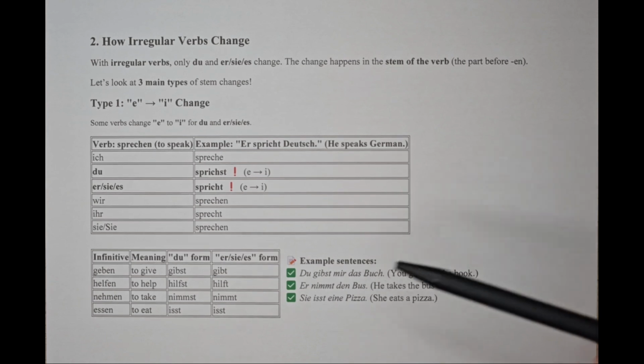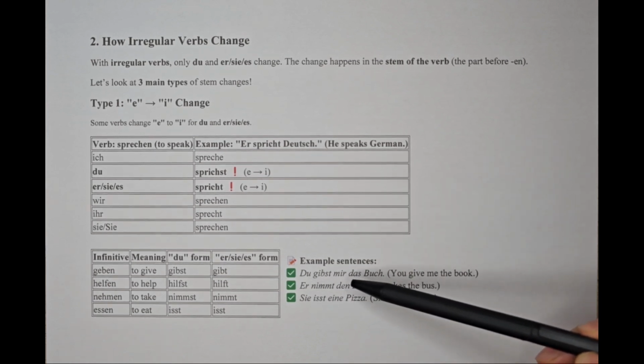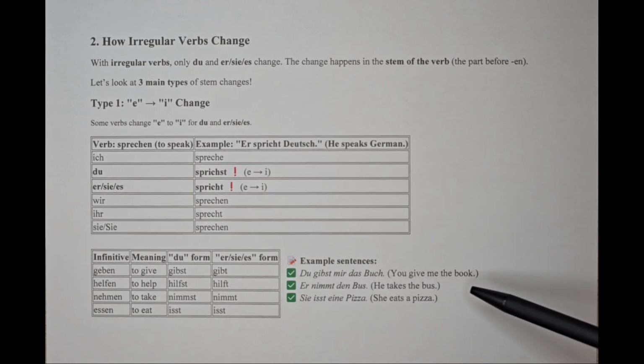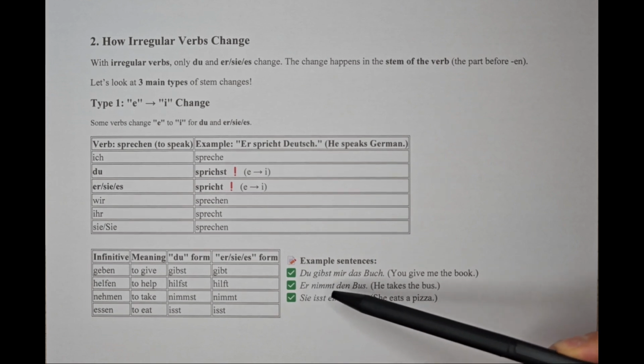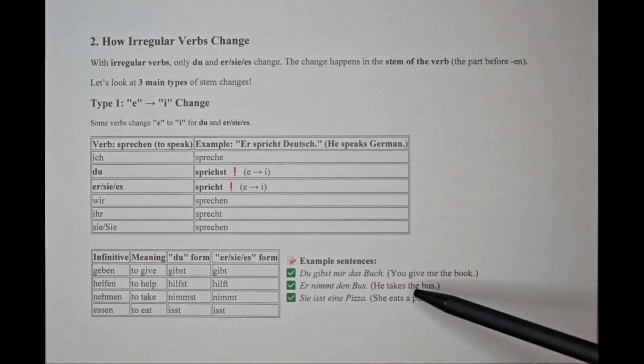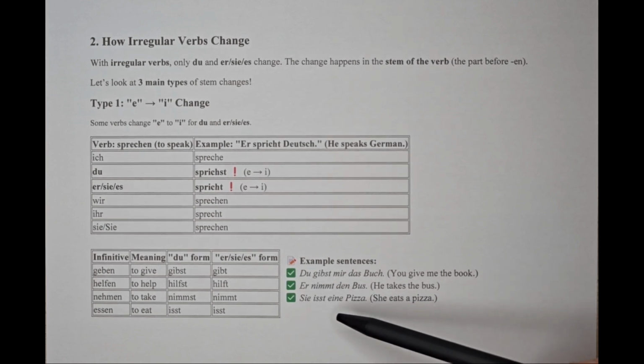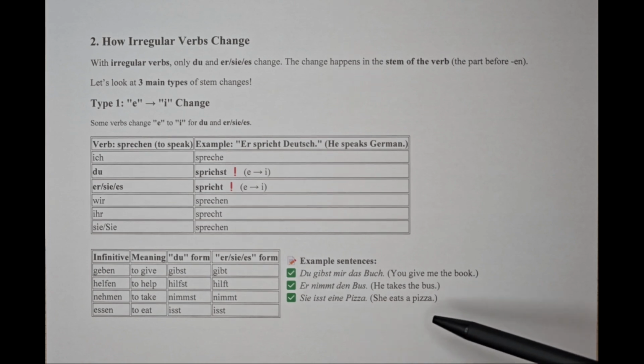Now example sentences are: Du gibst mir das Buch, you give me the book. Er nimmt den Bus, he takes the bus. Sie isst eine Pizza, she eats a pizza.